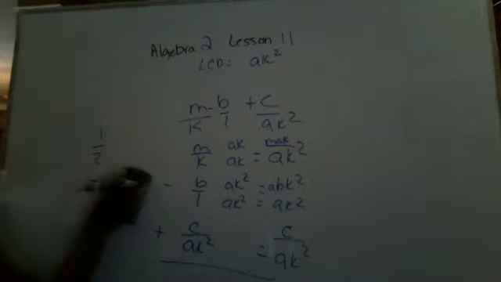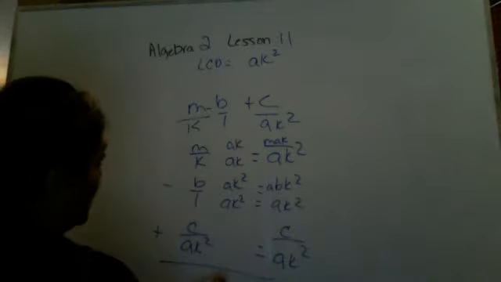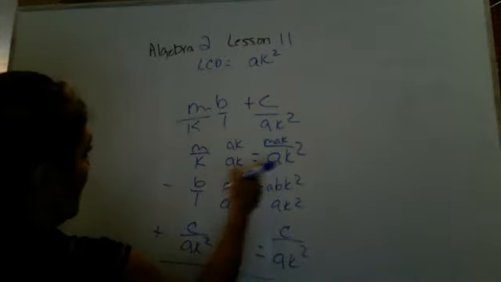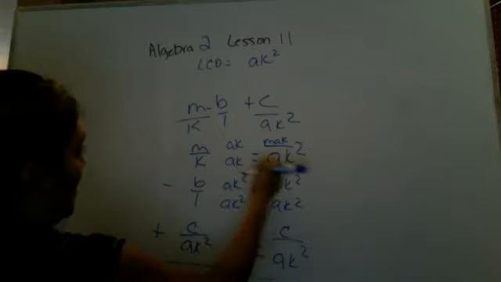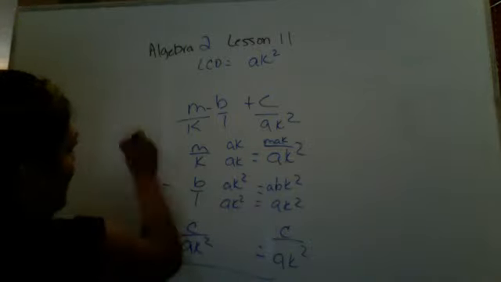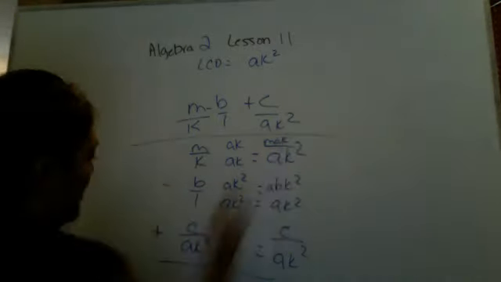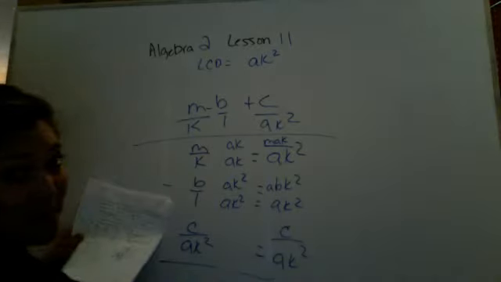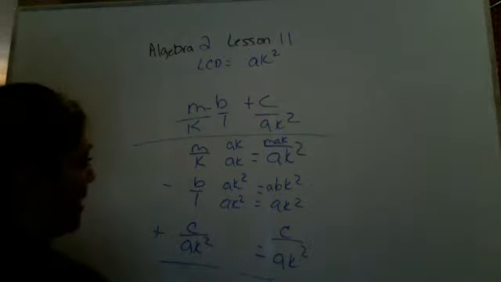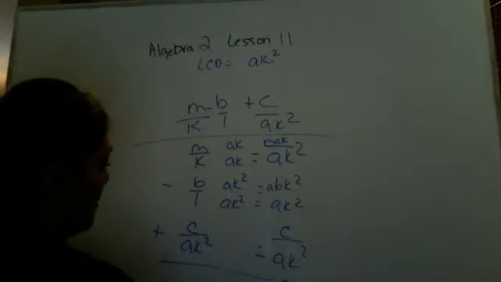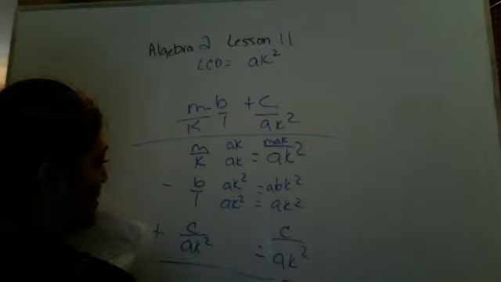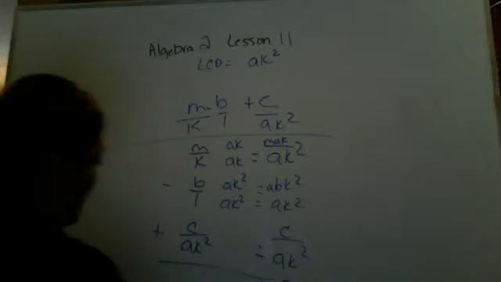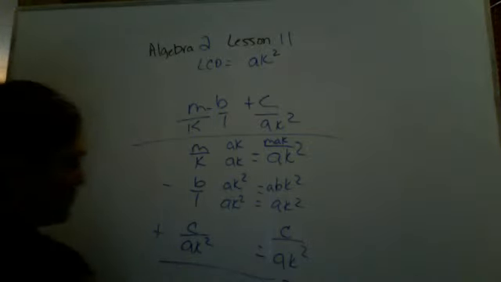All right. So now we simply combine them. Oh wait, sorry. Here's my problem. m a k, minus, you can't forget this minus sign right here, minus a b k squared plus c, all over a k squared. That's it. As simple as that. Let's move on to angles.